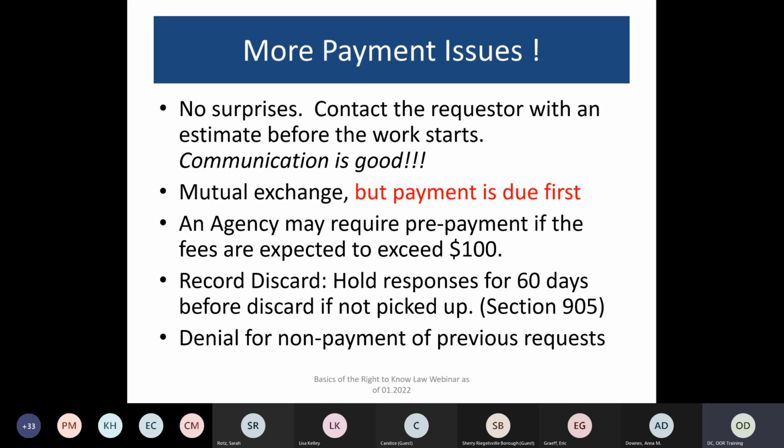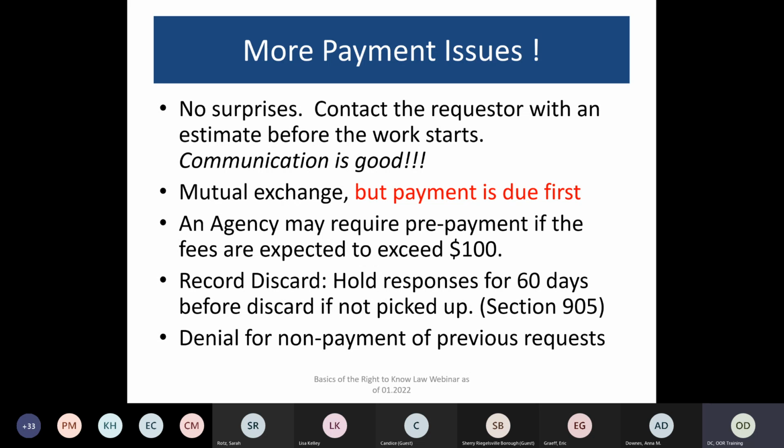Now, let's say you get a really big right to know request, and it's legitimate, okay? And you do your estimate, and it's going to exceed $100. Well, the right to know law has this provision in it where you can demand that the person pay up front if it appears the cost is going to exceed $100. I like to view it as a security deposit.